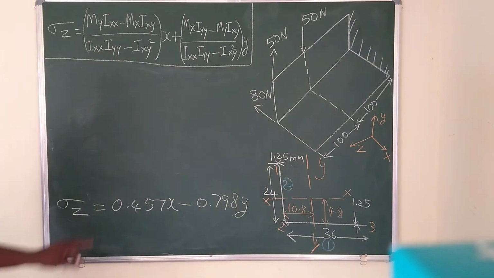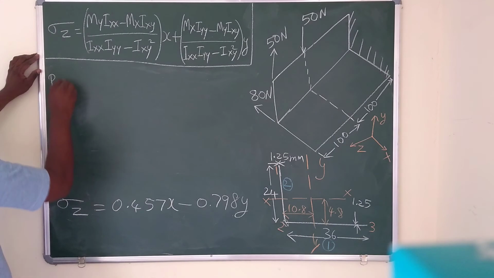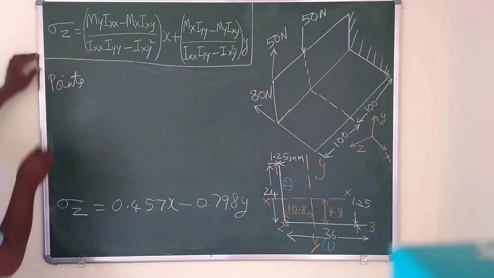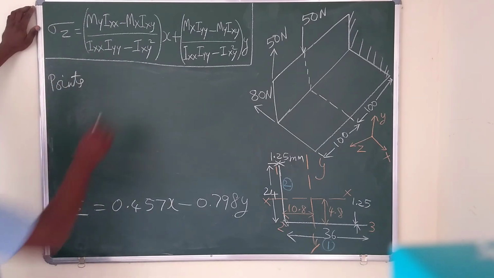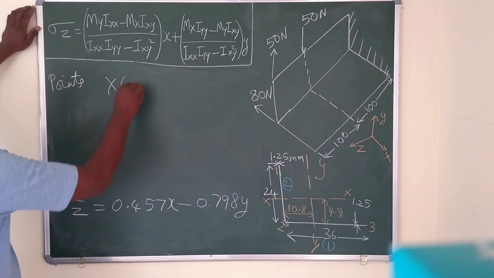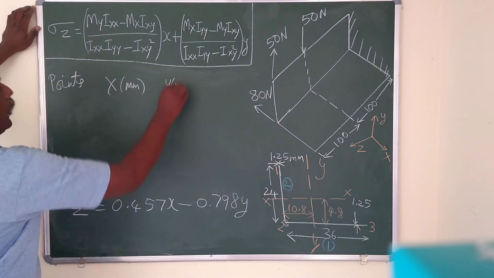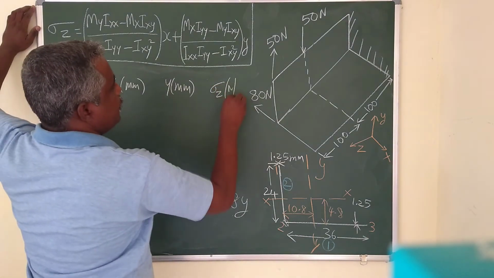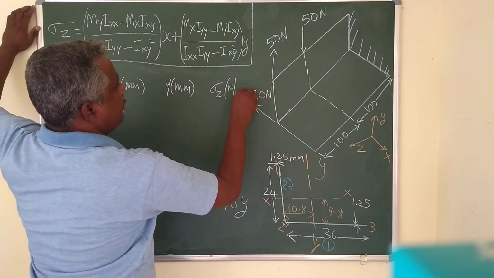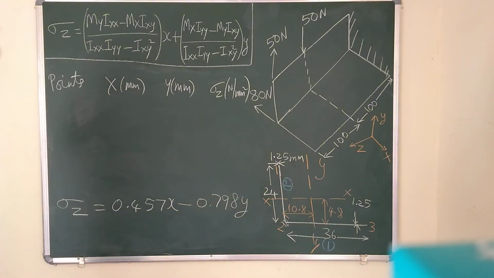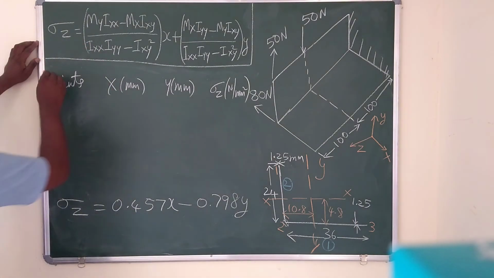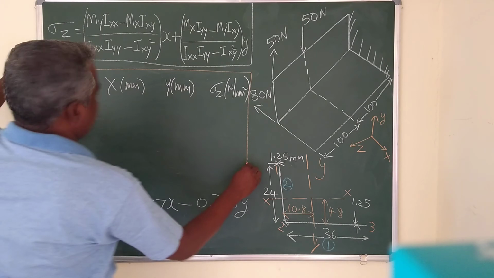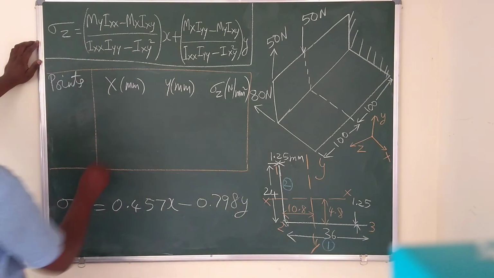So let us keep this expression as it is. Okay, we take the points. We are having points as well as the x distance in millimeter and y distance in millimeter from the centroid. Sigma z is Newton per millimeter square. So let us draw the tabular column like this.